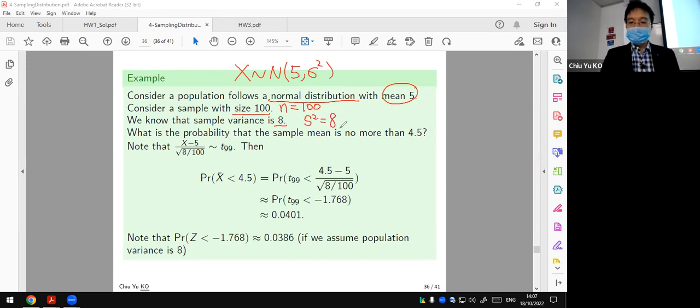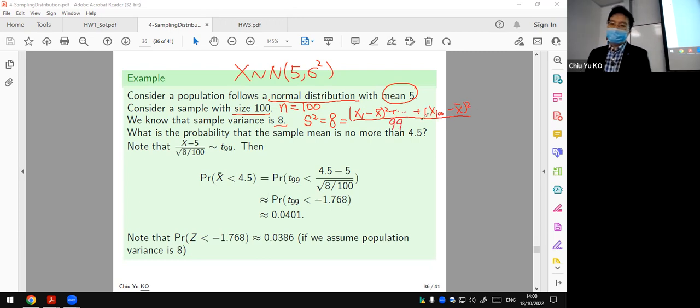Do note that for the sample variance, you take the sample, calculate the sample mean, subtract it from every observation, square, and divide by n minus 1. Just to remind you, you have x1 minus the sample mean x bar, and so on, because n is 100, over 99. That is the sample variance. The question being asked is, if you know the sample mean is 5, what is the probability of no more than 4.5?